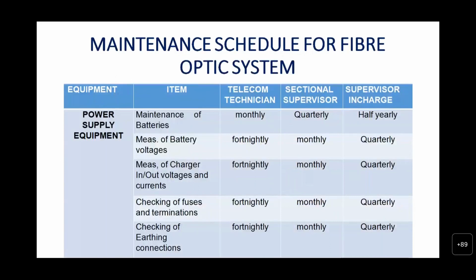So as per the telecom manual, the maintenance schedule for the fiber optics system is as follows. For the power supply equipment and maintenance of the battery, it is done by the telecom technician monthly, the section supervisor quarterly, and the supervisor in charge half yearly. So the power supply portion is almost similar for most of the technicians, sectional supervisors, and supervisors in charge.